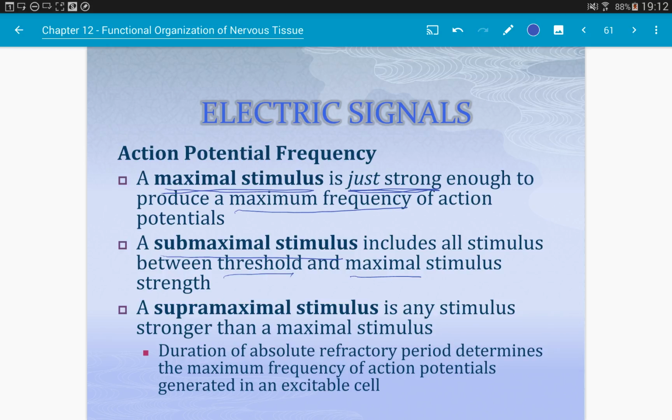And then lastly, we have what's called a supra-maximal stimulus. And that's another prefix.